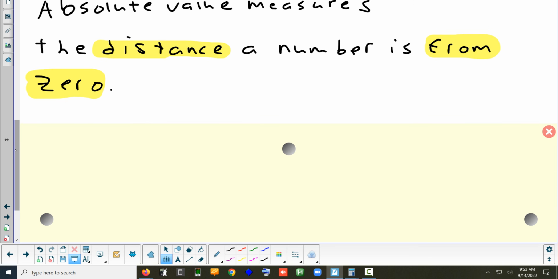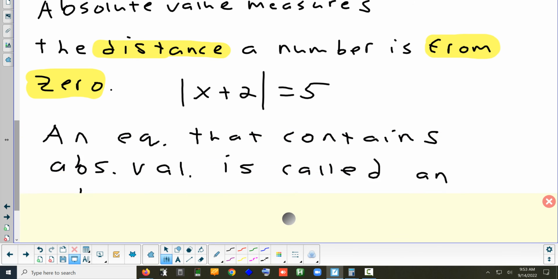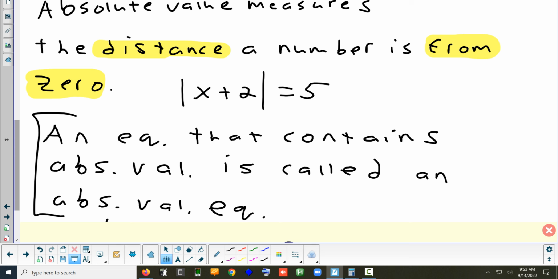So if we have an equation that has those bars in it, like this, any equation that has bars in it is called an absolute value equation. You don't have to write this part down. I'm just telling you, if an equation has bars in it like that, it's called an absolute value equation.